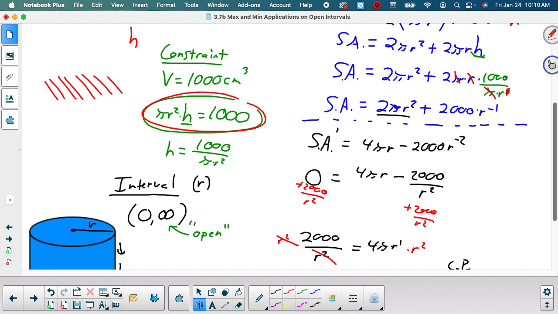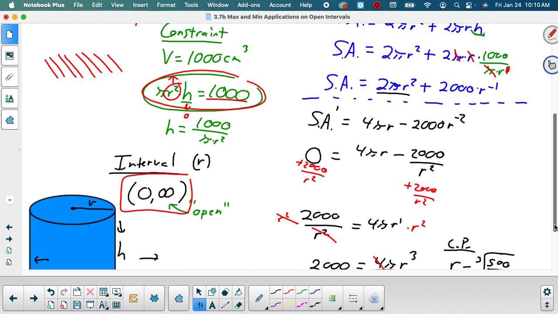Pi r squared times h. As h goes to 0, that means this has to get bigger and bigger and bigger for this to equal 1,000 is kind of what we're saying. It's not like all our other equations we did last week where you had something plus something else equal this, and as one went to 0, the other one equaled some number. As this gets small, as this goes to 0, this has to get bigger and bigger and bigger for this still to equal 1,000. And that's what we're saying here. How big does that have to be? It's going to go to infinity.